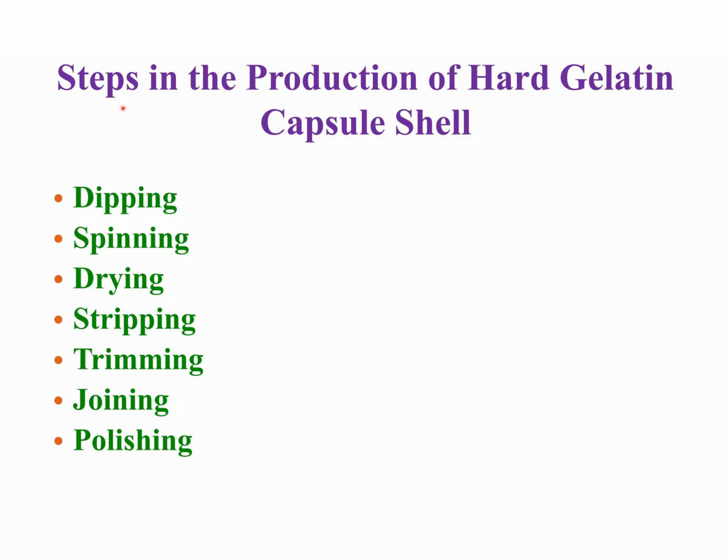Now let's see the step-by-step production of hard gelatin capsule shell. Dipping, spinning, drying, stripping, trimming, joining, polishing. As a shortcut technique, I have learned this as DSDSTJP. D means dipping, S means spinning, then drying, stripping, T means trimming, J means joining, P means polishing. We'll discuss this one by one.